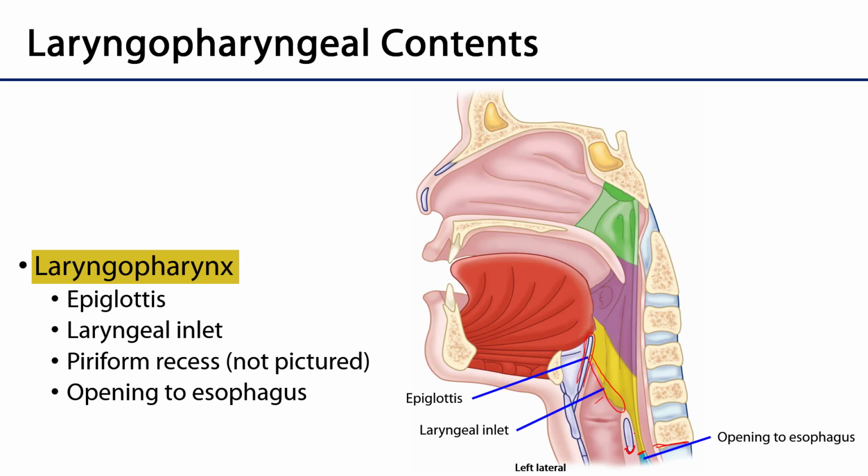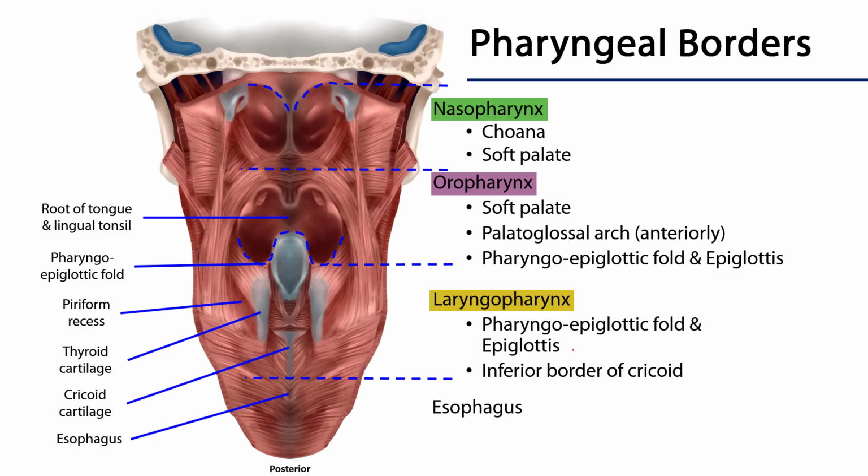And one thing that is within the laryngopharynx that we can't see in this particular view are the piriform recesses. Those would either be superficial or deep to this, but we will see those in the posterior view. Promise you. And let's take a look at that now.